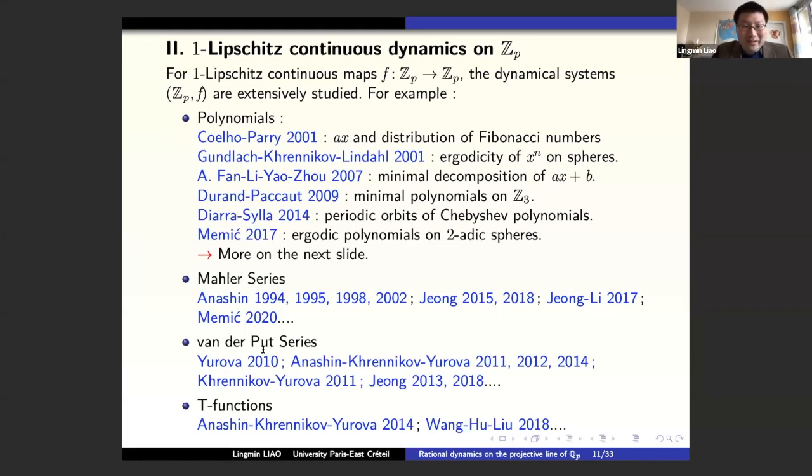And then this is for using the Mahler series to study one-Lipschitz transformations, and one can also use the Van der Put series to describe the one-Lipschitz transformation, usually to describe ergodicity, which is equivalent to minimality. You will find many works of Anashin, Khrennikov, Yurova, and also John. Another thing is T-functions, also studied by Anashin and some Chinese authors.